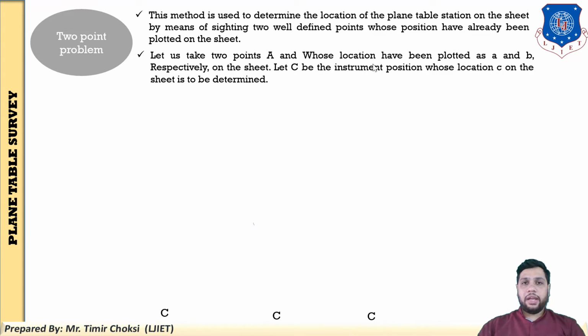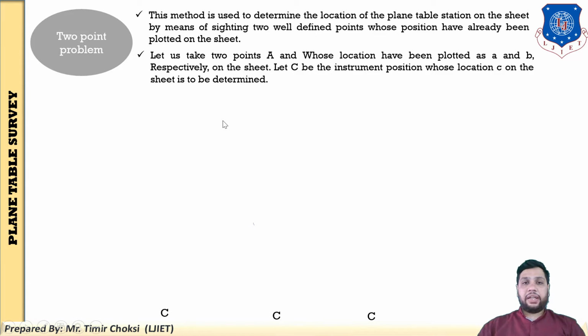You know that a capital letter means the ground station point, and a small letter means the drawing sheet point. Here small a and small b are already plotted. You have to determine small c, the drawing sheet point, on the particular drawing sheet. Then capital C, the ground station point, will be defined. But how to find capital C? First you have to find the small c point on the drawing sheet.